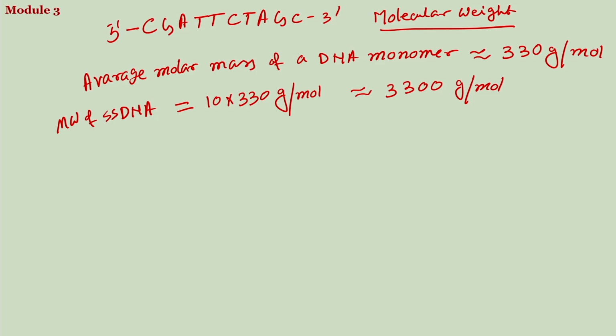If you have to calculate the molecular weight of the double stranded DNA, if this DNA comes in a double strand form, then it will be simply the double of it. So, 10 into 660 gram per mole, that would be the molecular weight of the double stranded DNA. This is for very quick and very approximate calculation. This is not at all close to perfection, of course.